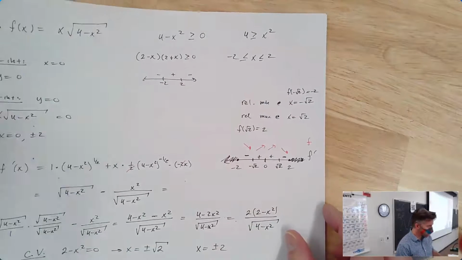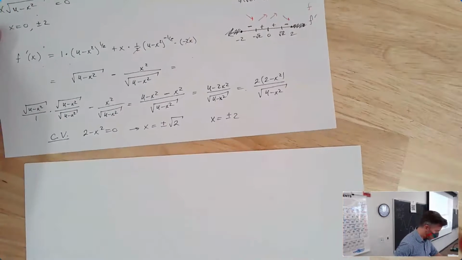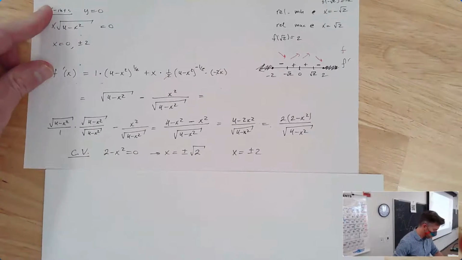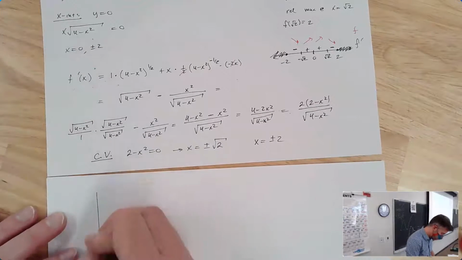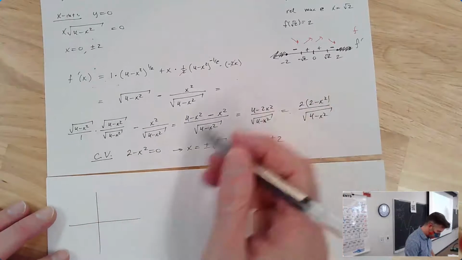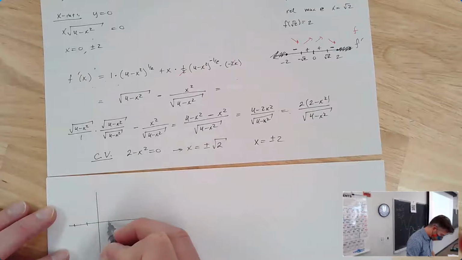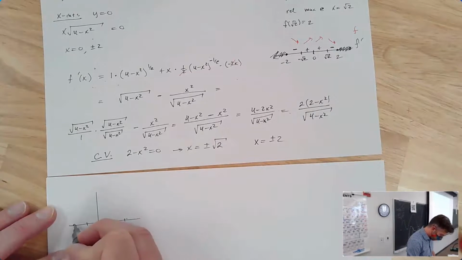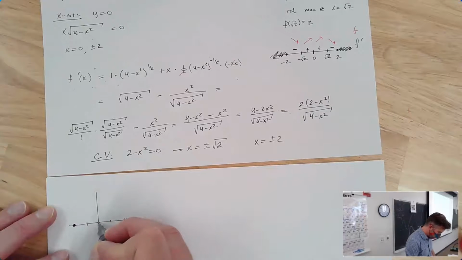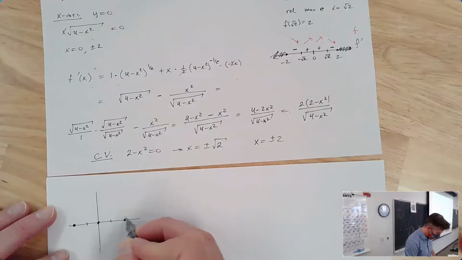And at this point, although I might not be ready to graph it, I might draw myself a little graph just to see, okay, here's what I think it's going to look like. So I know I've got a point at -2, a point at 0, and a point at 2.